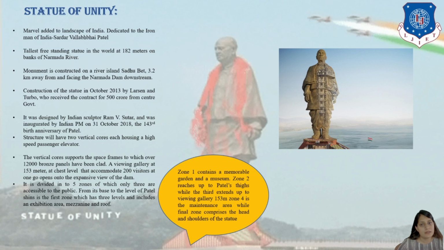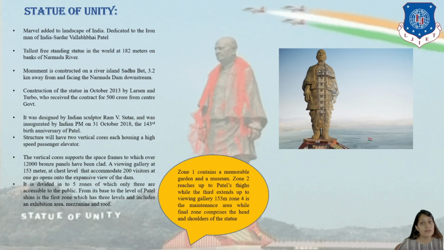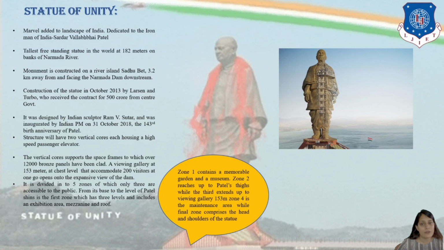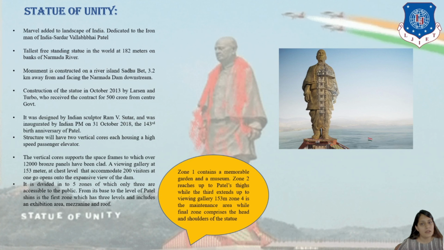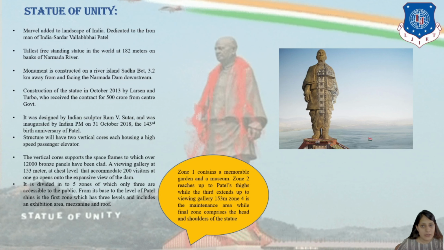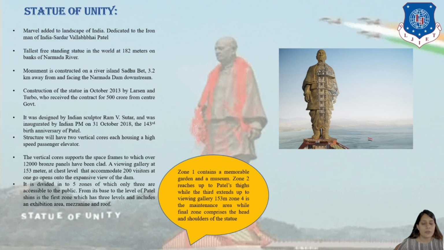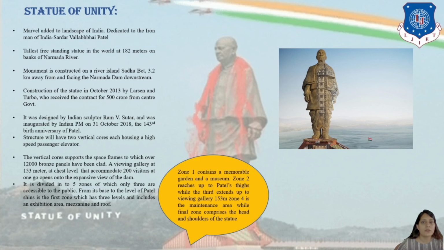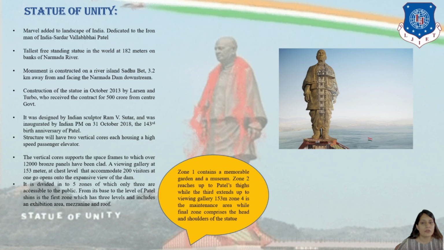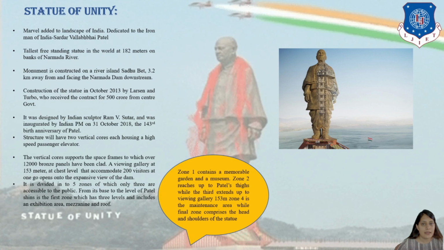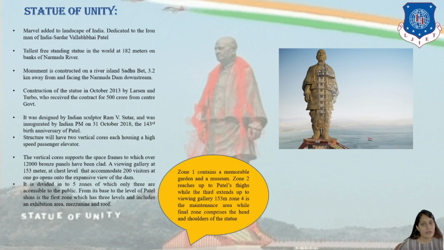Many of you have visited this, and you have seen the construction, the materials used and the technologies they used, right? It has brought a lot of economy to our country, and it is a very famous structure all over the world right now. Zone 1 contains a memorial garden and museum. Zone 2 reaches up to Patel's thigh, the region of the thigh. The third extends to the viewing gallery at 153 meters. Zone 4 is the maintenance area, while the final zone comprises the head and shoulders of the statue.